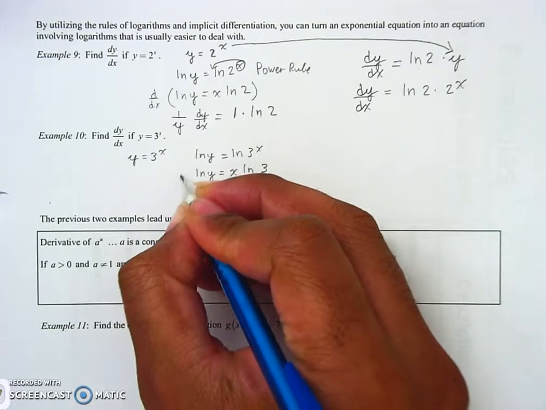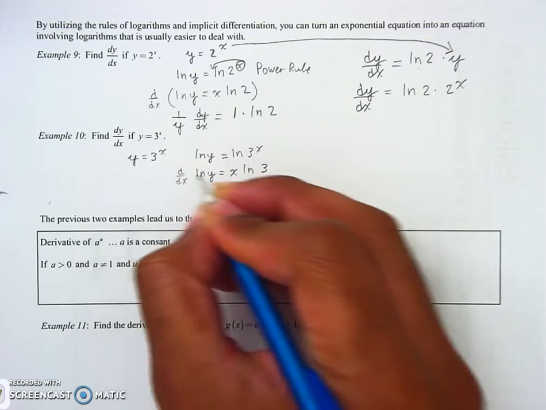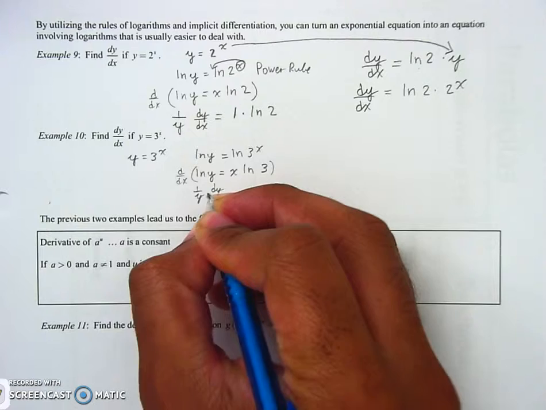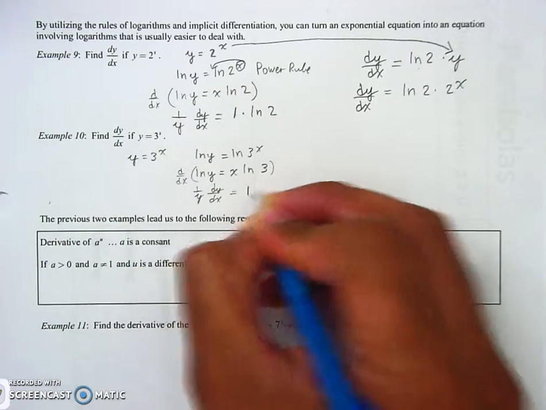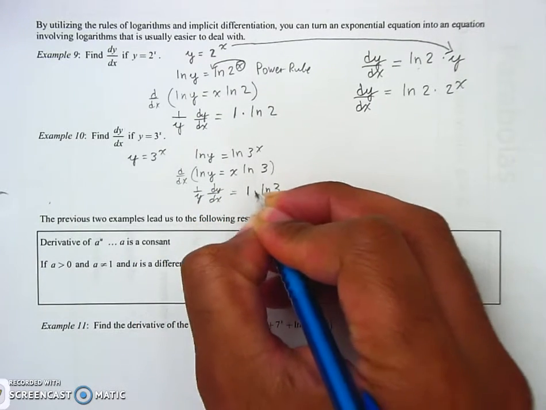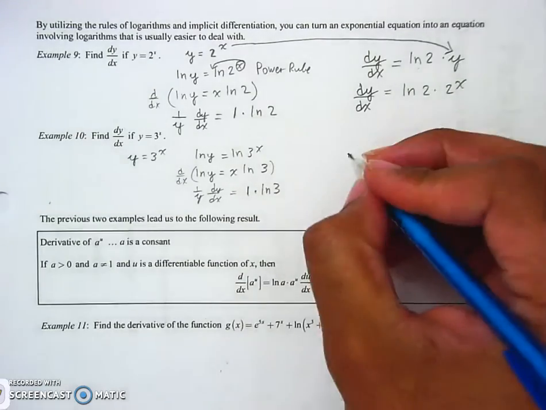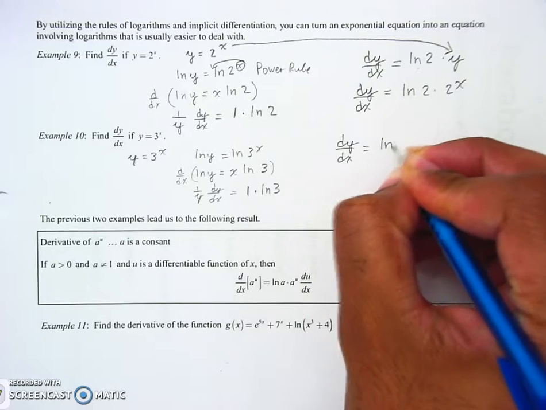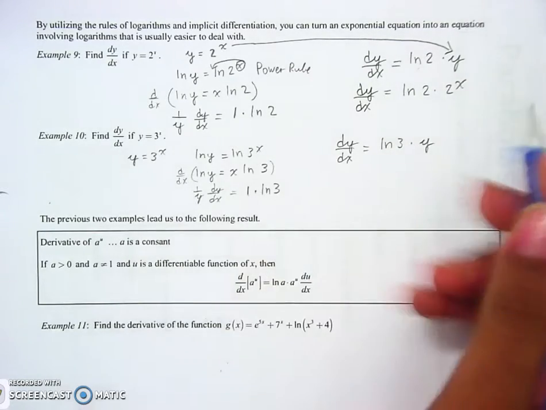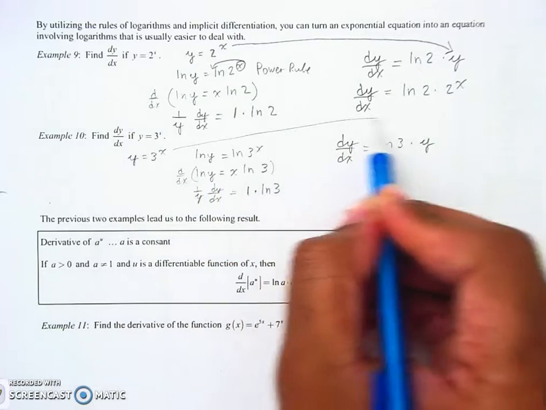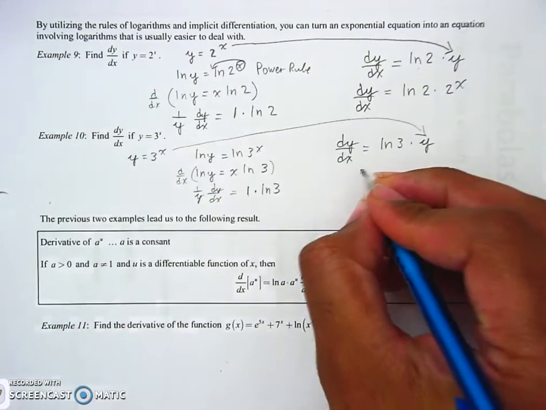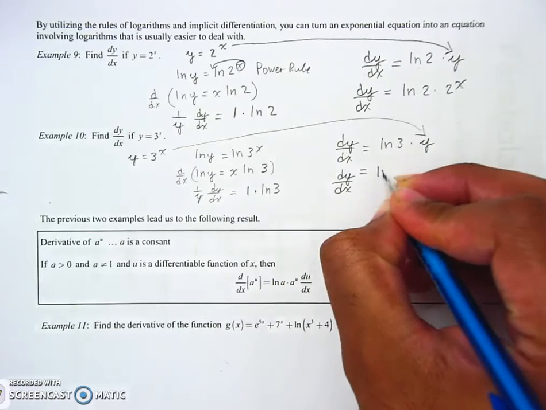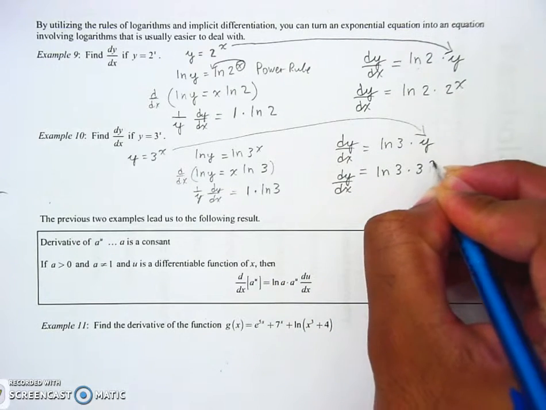Again, we take the derivative of both sides here. That'd be 1 over y times dy/dx, and we get 1 times natural log 3, because natural log 3 is a coefficient. And so here again, we get dy/dx equals natural log 3 times y. Then again, we substitute this in for y, and so we get the derivative dy/dx is natural log 3 times 3 to the x power.